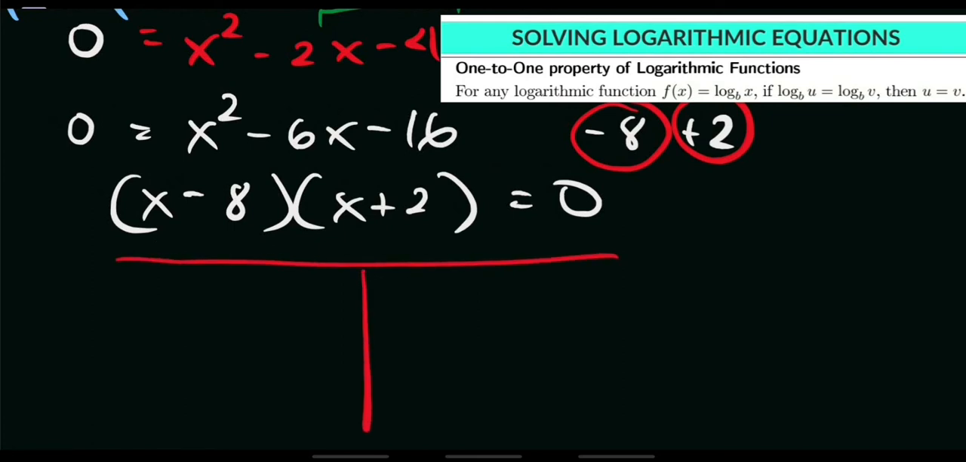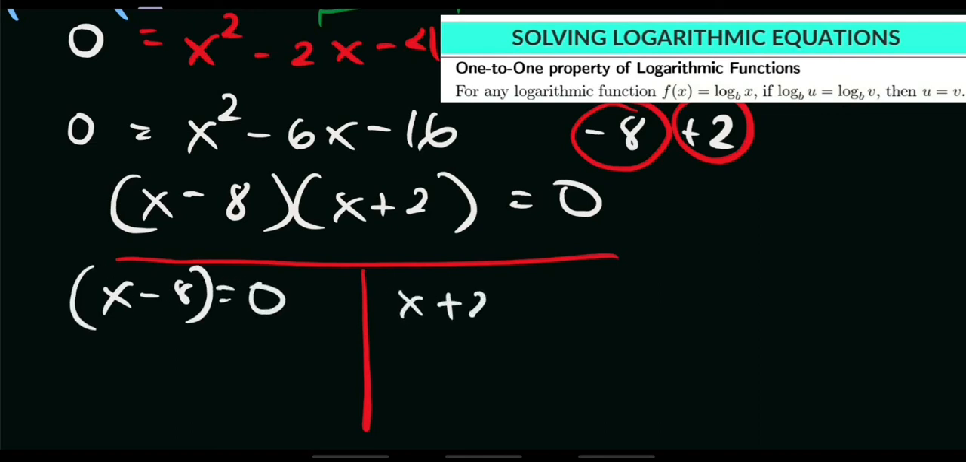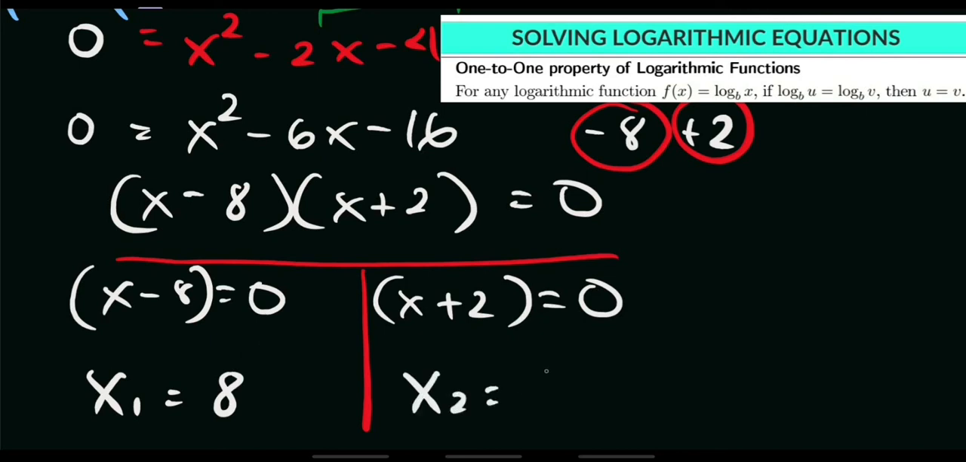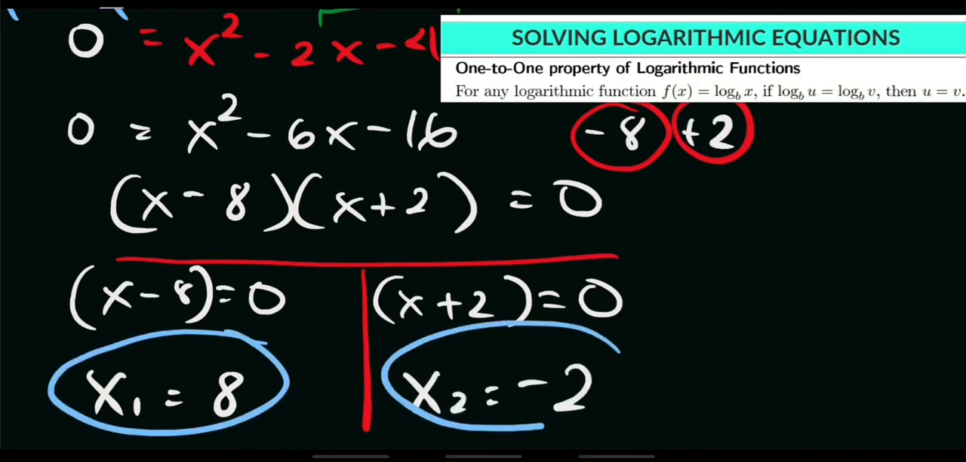Right, so again, let's equate each factor or binomial to 0. So x minus 8 is equal to 0, and x plus 2 is equal to another 0. So obviously the value of x1 is positive 8, and the value of x2 is negative 2. And that is our final answer. Okay, so that's it.